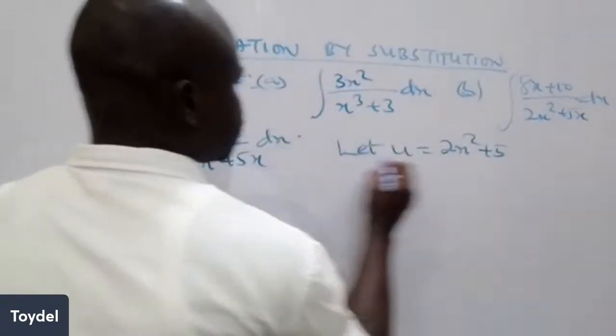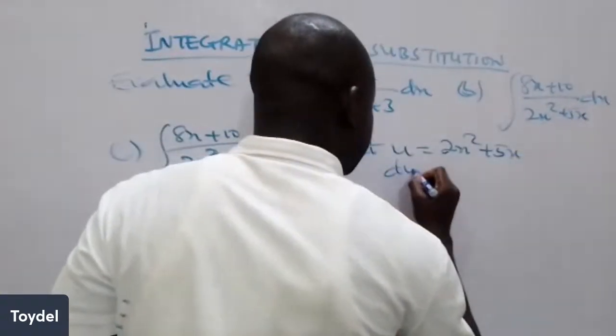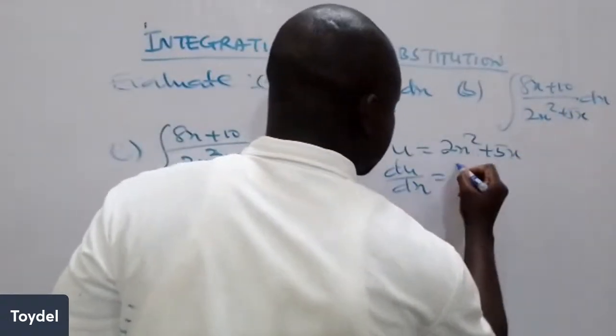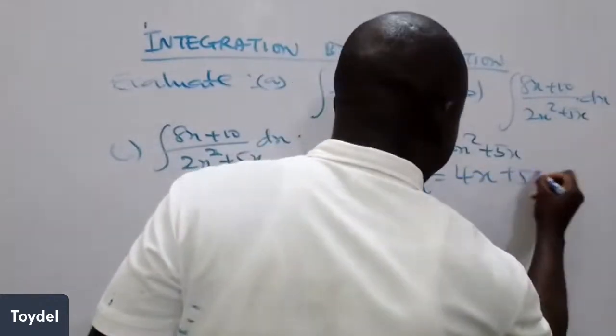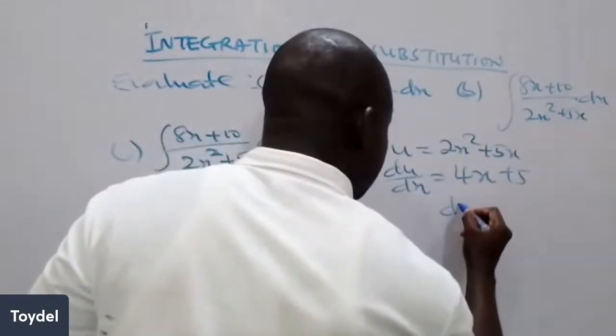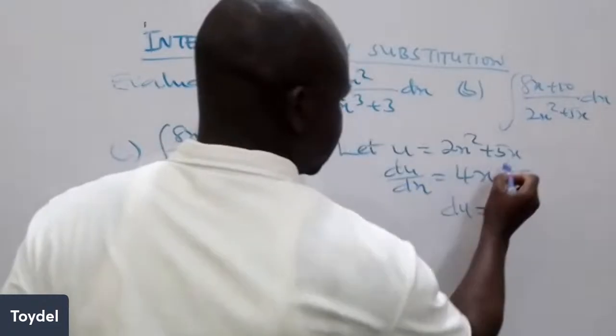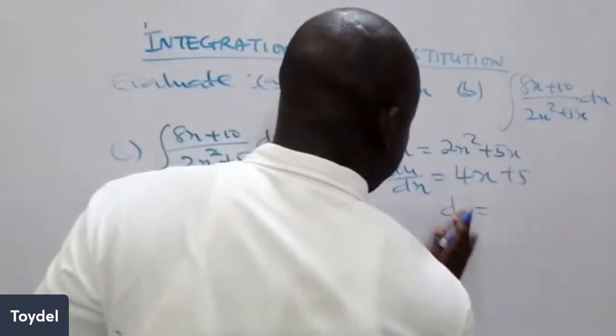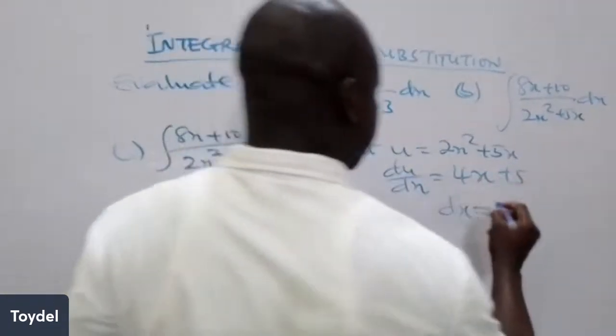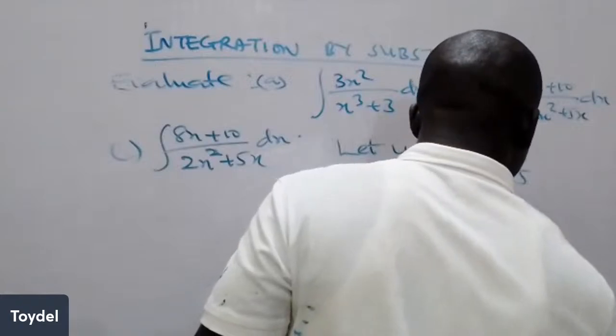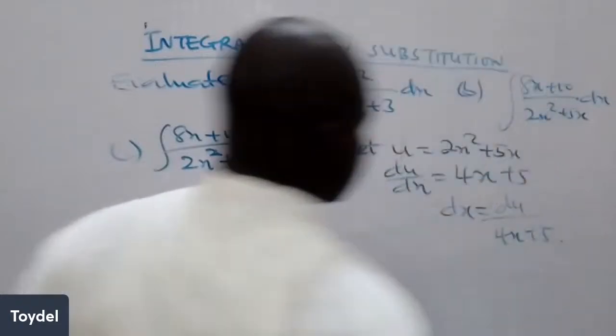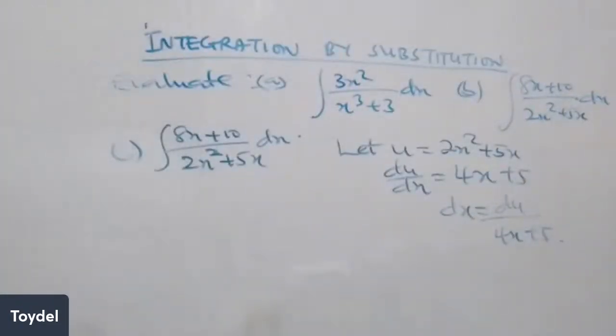So there's x there, 2x squared plus 5x. If I find du/dx, du/dx is going to give me 4x plus 5. If I make dx the subject of the formula, I'm going to have du all over 4x plus 5. That is what I'm going to have there.